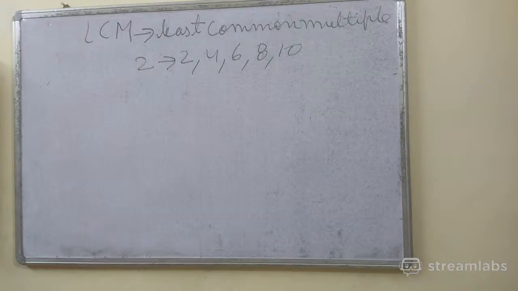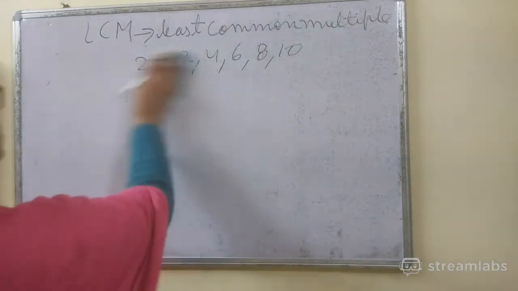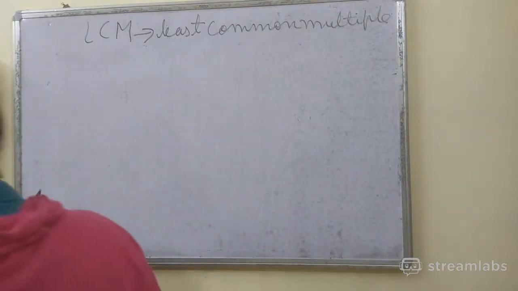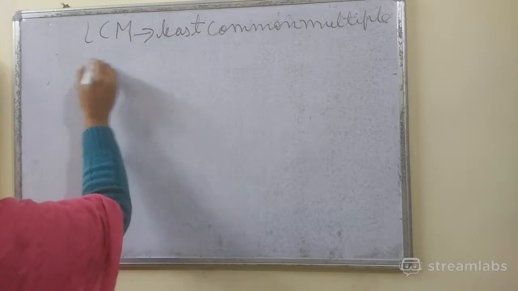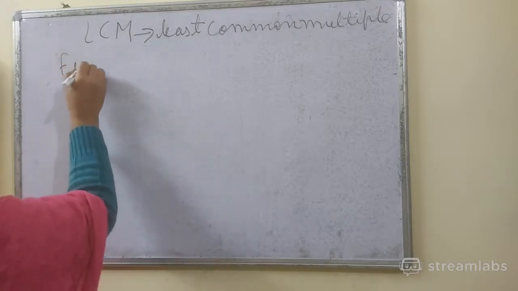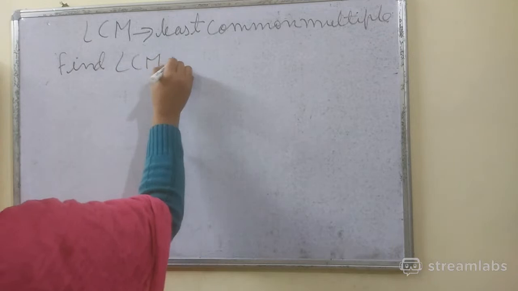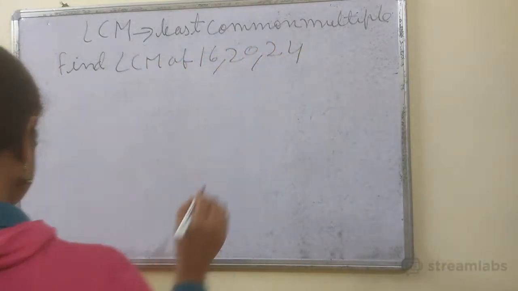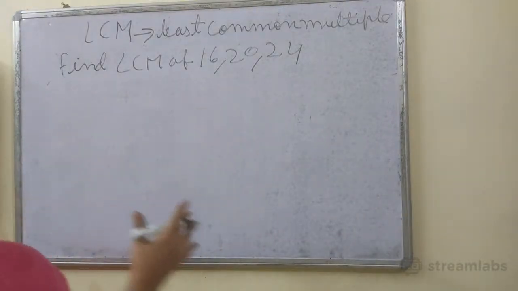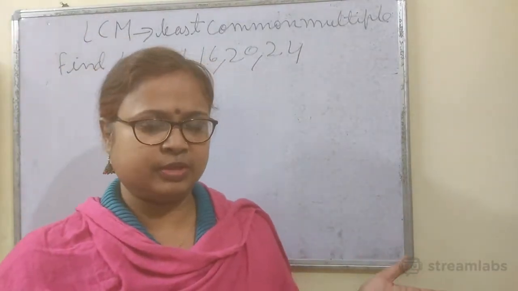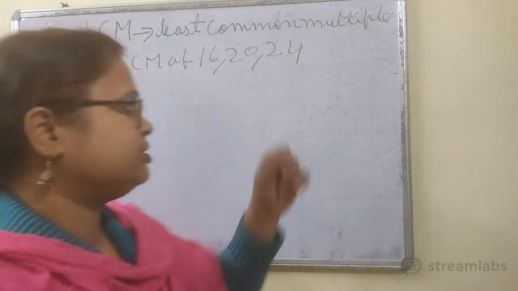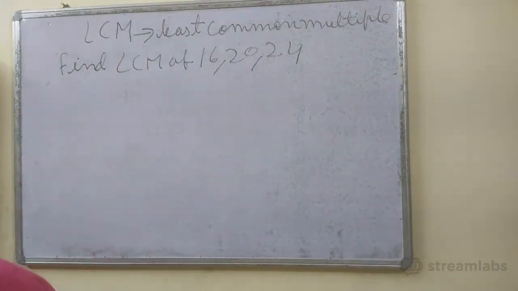Now let's find out the LCM. Okay. Find LCM of 16, 20 and 24. Again 3 methods are there. Same way, first common multiple method, second prime factor method, and third is division method. So first let's do with the common multiple method.